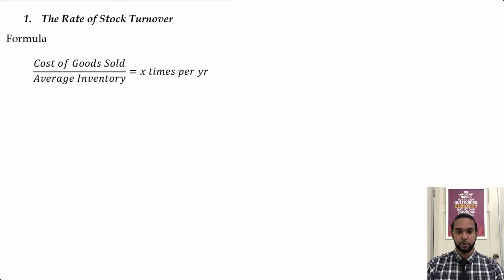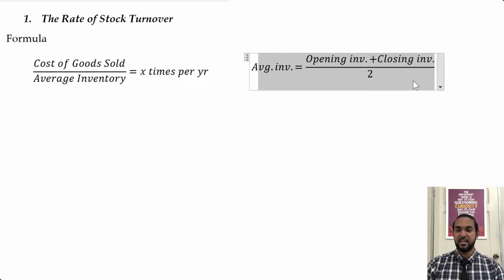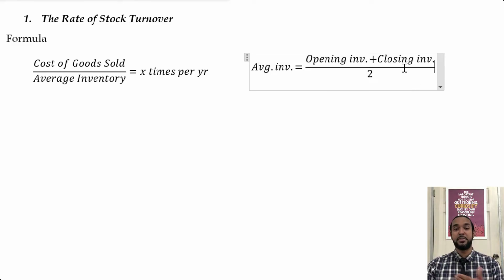Okay, so the first ratio we are going to take a look at is the rate of stock turnover. We have a formula which is cost of goods sold divided by average inventory or average stock equal to X times per year. And average inventory, so we kind of met this concept of average. I mean, you all would know the concept of average from your math class, I hope. But when we met average capital, that was opening capital plus closing capital divided by 2. Here we have opening inventory plus closing inventory divided by 2. So we use that as the denominator here.